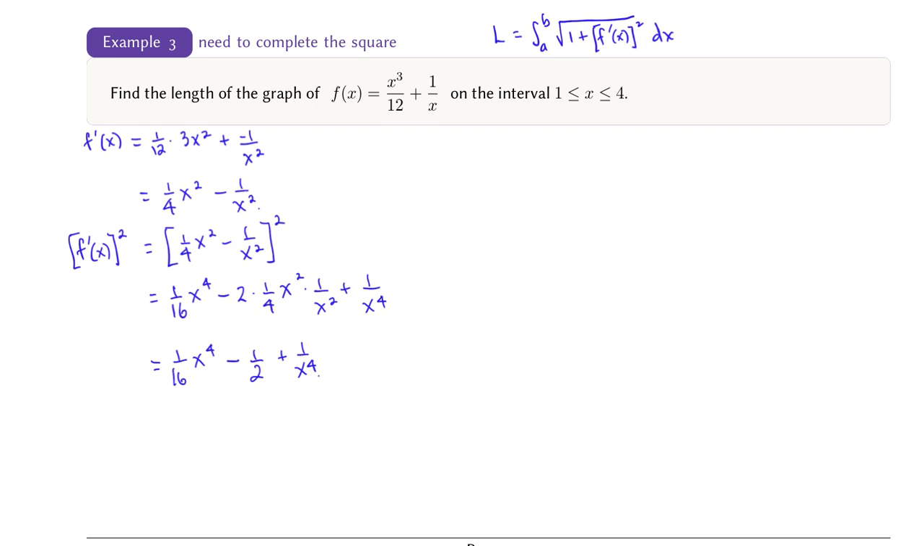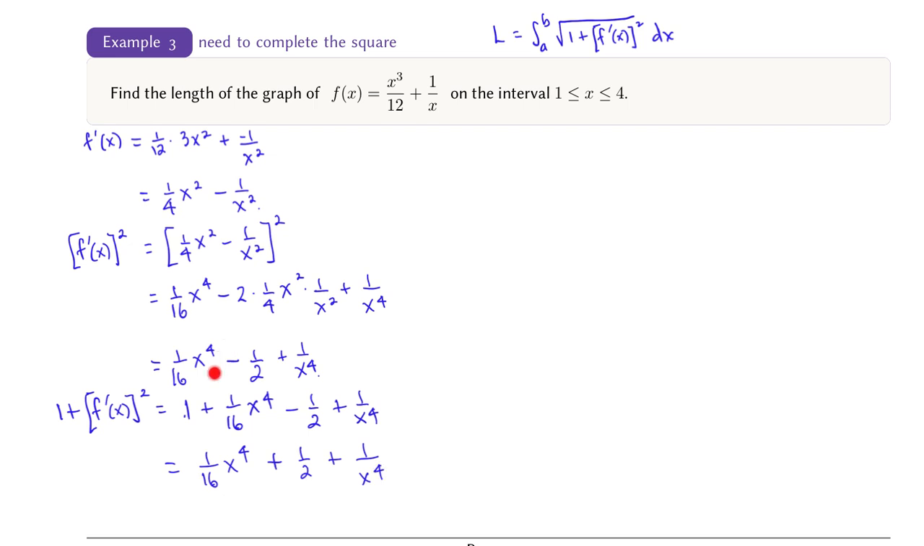Pay attention to this expression. This last expression is the square of 1 over 4 x squared minus 1 over x squared. It is 1 over 16 x to the fourth minus 1 over 2 plus 1 over x to the fourth. We then need to add 1 to the square of the derivative. 1 plus 1 over 16 x to the fourth minus 1/2 plus 1 over x to the fourth is 1/2 plus 1 over 16 x to the fourth plus 1 over x to the fourth, which we can rearrange as 1 over 16 x to the fourth plus 1/2 plus 1 over x to the fourth.